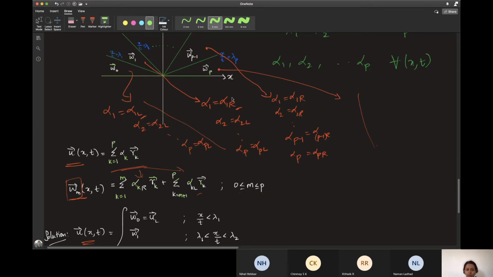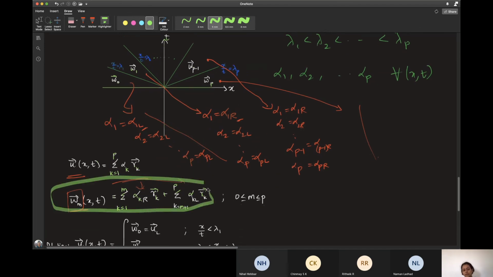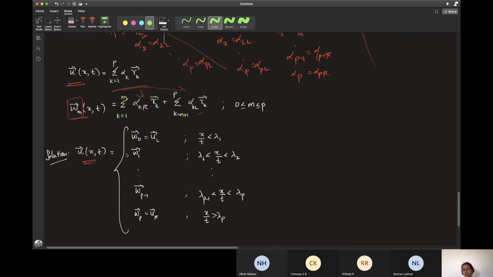Whereas when you look at W1, just the first one alone is R, and the rest of the things are L. So when you substitute M equals 1 here, this will have a role, that is M equals 1. So this runs from just 1 to 1. So you have just alpha 1 R RK vector, plus this runs from 2 to P. So similarly, this expression works fine for each and everything that I've written here. So the summation of all of these things is written as this general expression.